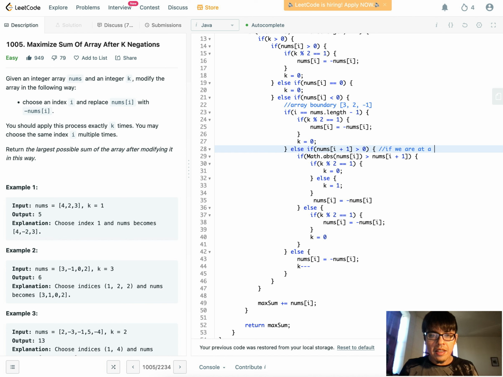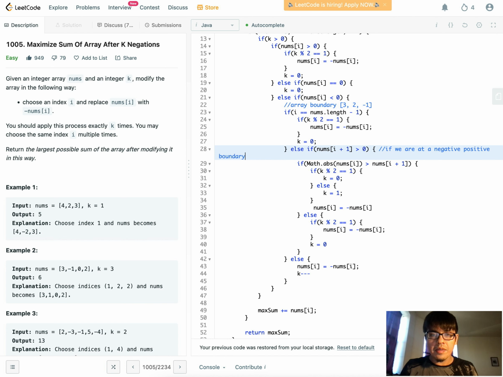If we are at a negative positive boundary, for example, if we are at negative 3 and then 5, there are two versions of this boundary. You can have negative 3 and 1, negative 3 and 5, 4 or 5, 6, whatever, and negative 3 and 0. And what's the difference between all these three?